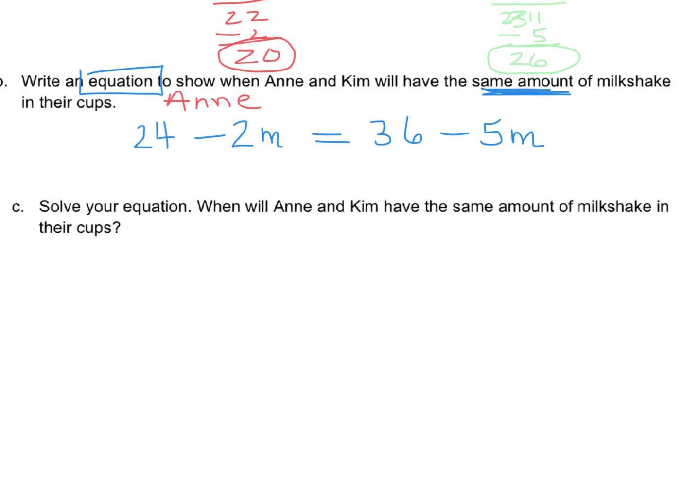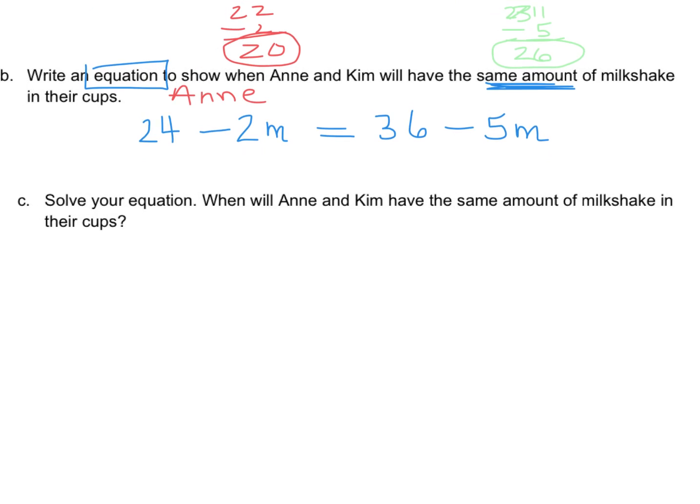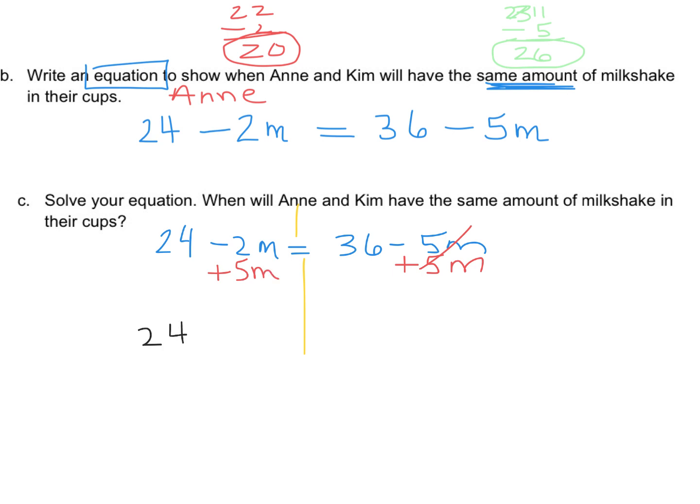Okay, so let's solve this equation. So I'm going to rewrite it down here. 24 minus 2m equals 36 minus 5m. Okay, so let's get our letters together first. So I'm going to add 5m. Okay, so on the left here I have 24 plus 3m equals 36, because negative 2 plus 5 is 3m.